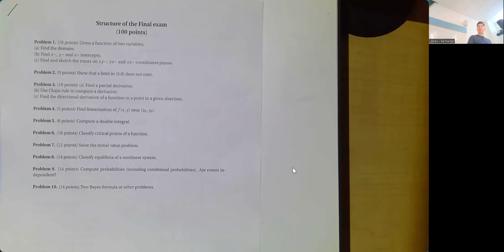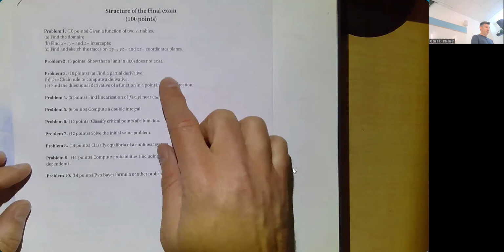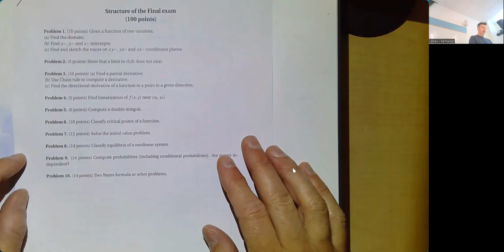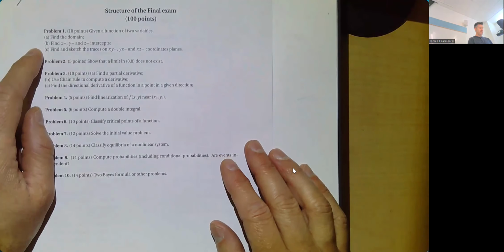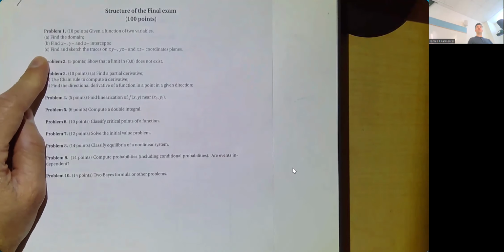So just to make sure everyone has seen this, the structure for the final exam is pretty clearly laid out. You're going to have one problem where you have a function of two variables. You've got to find the domain, find the intercepts, and sketch the traces, which we can definitely talk about today because I feel like that's something we didn't cover very specifically.